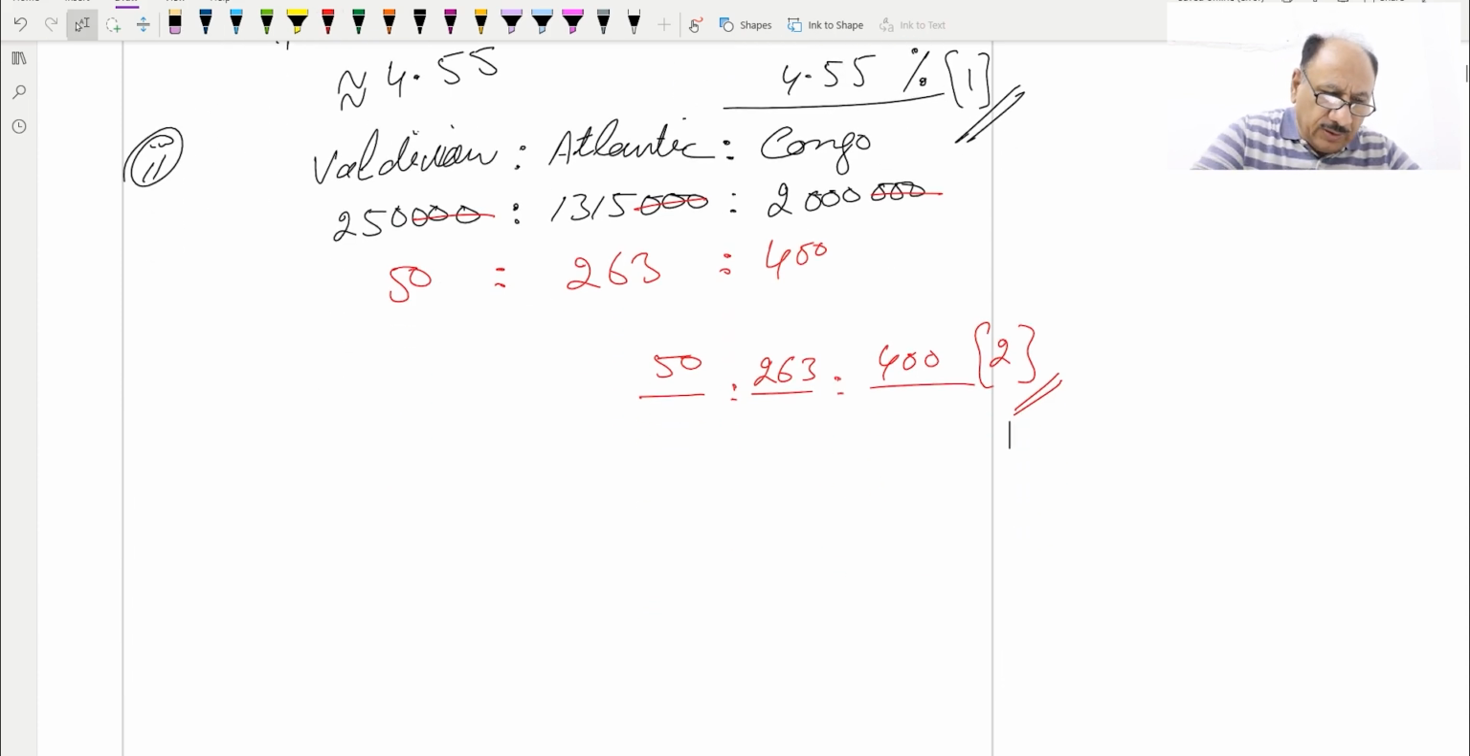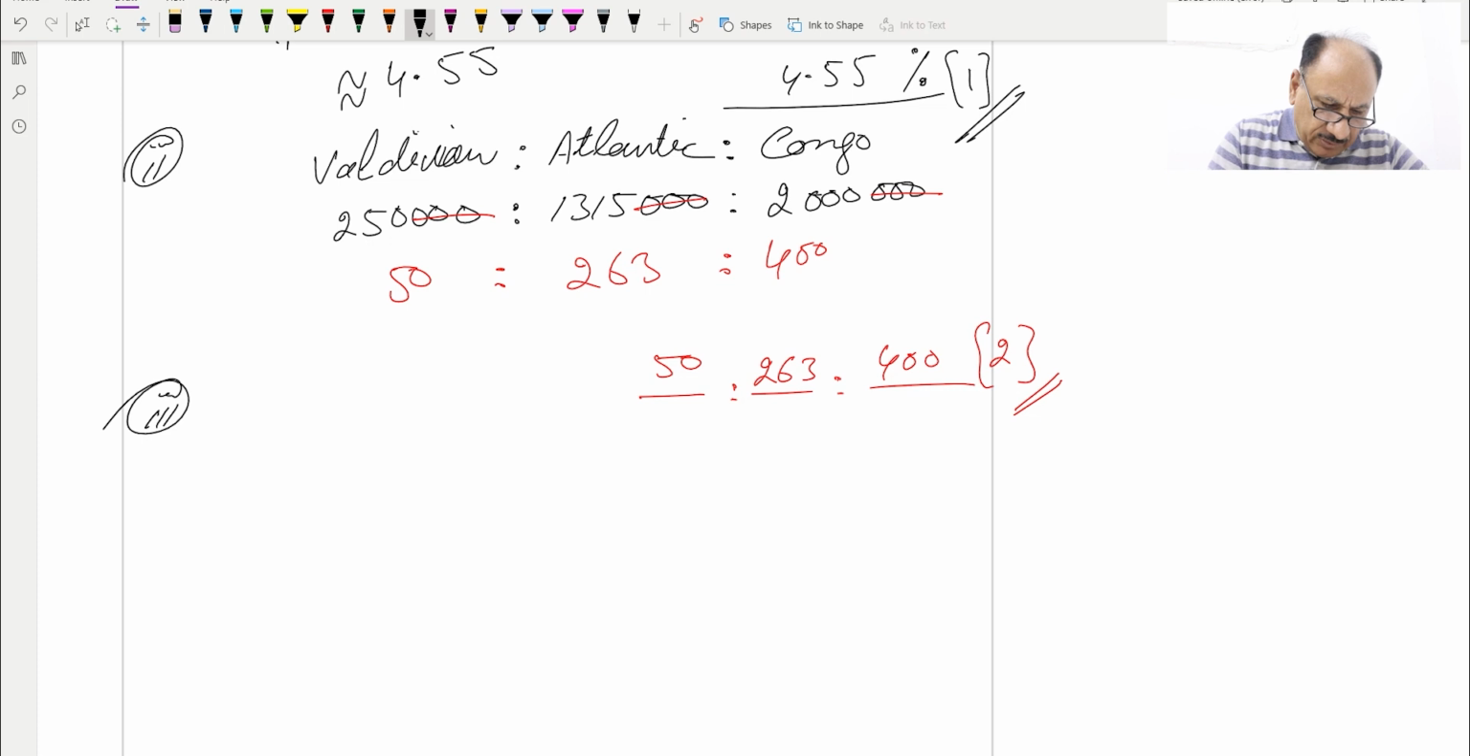Now the third part says, we quickly go through the third part. The Amazon rainforest has 60% of its area in Brazil and 10% of its area in Colombia. 43 and 1 by 3% of the remaining area of the rainforest is in Peru. So find the percentage of Amazon rainforest that is in Brazil, Colombia and Peru.